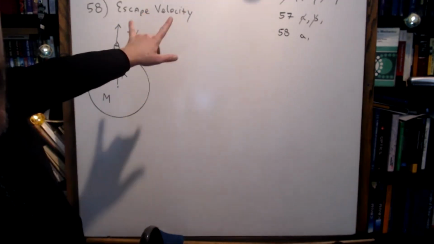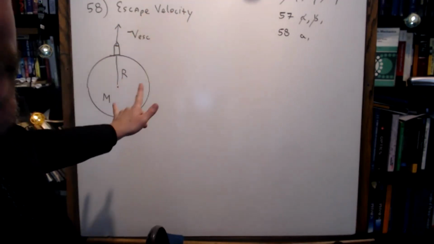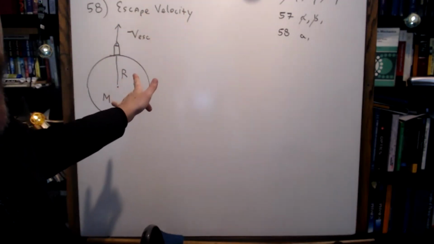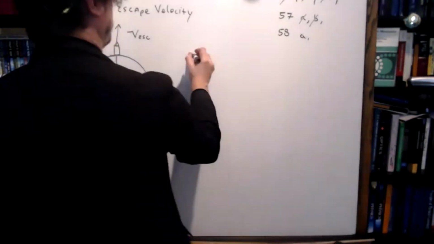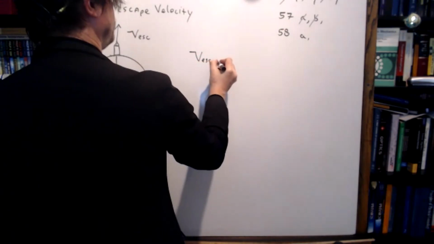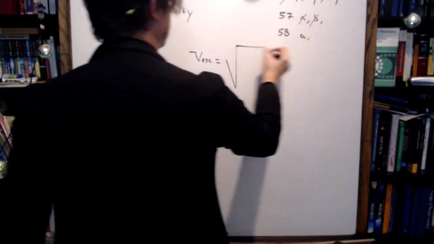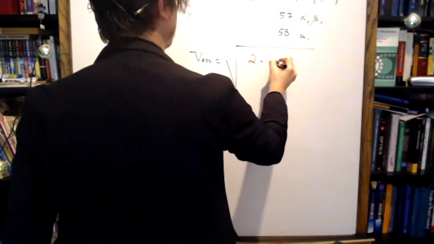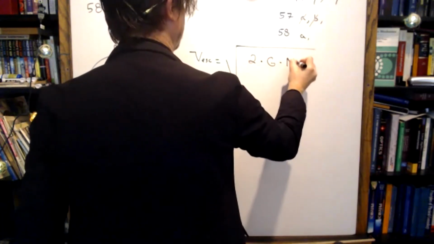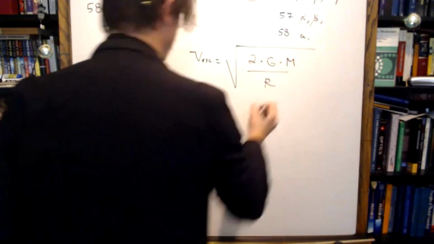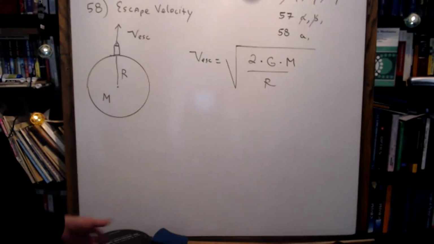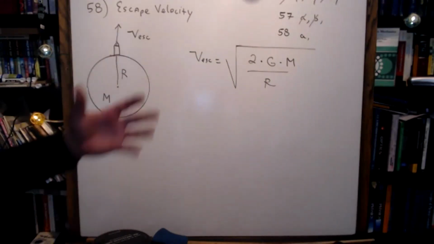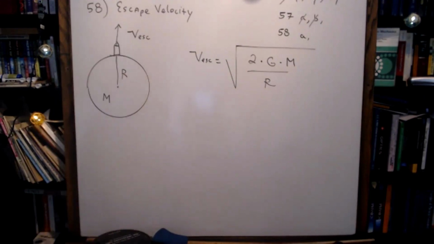It turns out the escape velocity that you need to leave a planet only depends upon the planet itself. What is its mass and what is its radius? And the formula looks like this. The escape velocity is the square root of 2 times big G times the mass of the planet divided by the radius of the planet. I'll tell you a little more about this in our Monday lecture, but for now we're going to test it out.